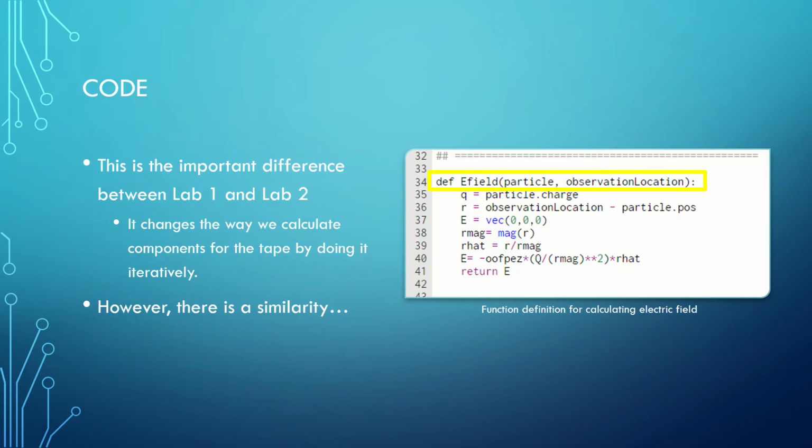In my code, there's an important difference between the two labs, and that's the way we're calculating the components for the tape, by doing it iteratively. However, there is a similarity between the two, and that's my definition of electric field. The way we're calculating it isn't per se different. However, we will be calculating electric field for all of the point charges throughout the tape.